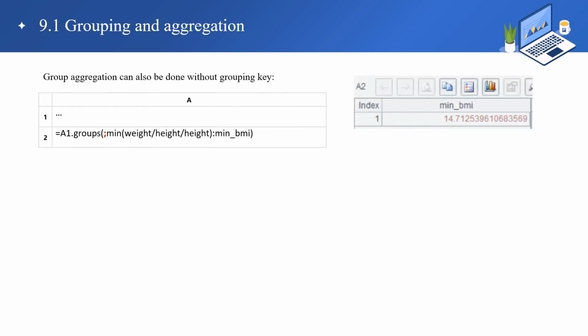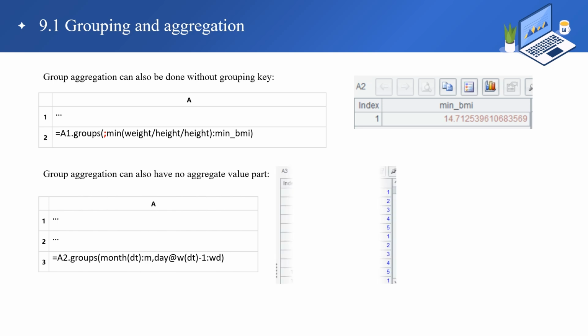In fact, group aggregation can also be done without a grouping key at all. This means that all members are divided into one set, that is, no splitting. For this whole set, calculate some aggregate values, and the return table sequence has only one record. However, this operation is not common because it can be done directly with aggregate functions.